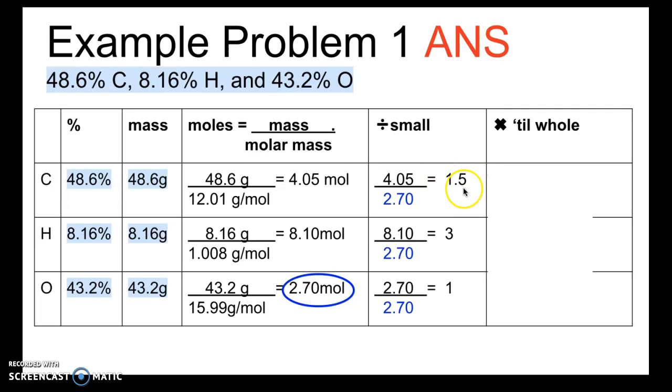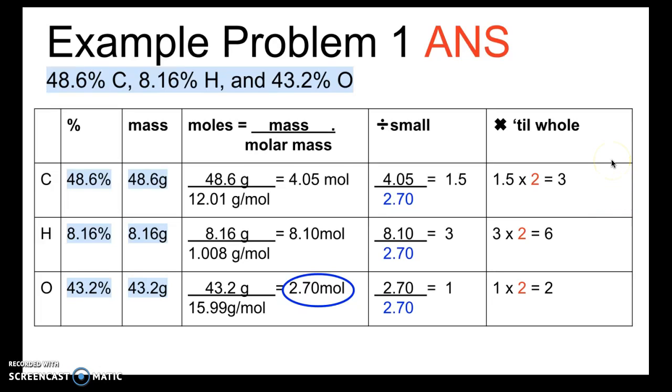So that means I need to multiply this by 2. And whatever I do to that value, I have to do to all the other mole ratio values. The last step here is multiplying everything by 2, and that gives me 3, 6, and 2 as my mole ratios of carbon to hydrogen to oxygen.